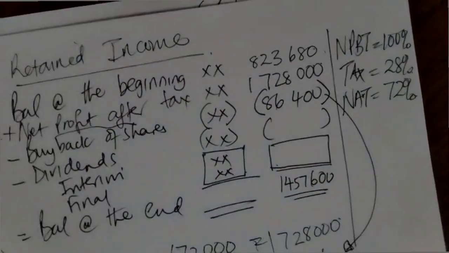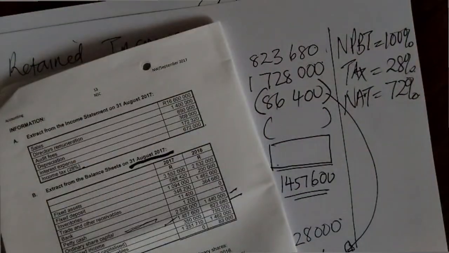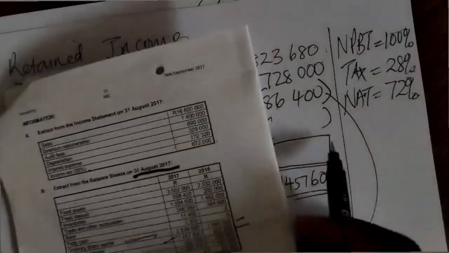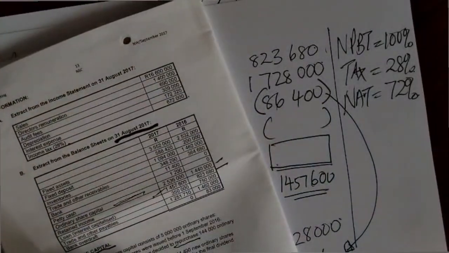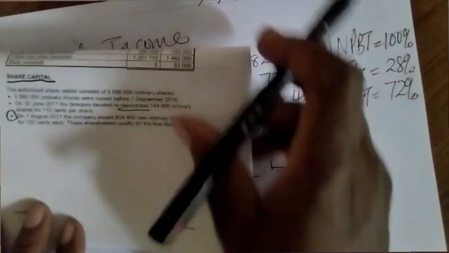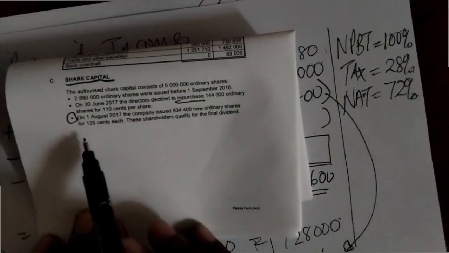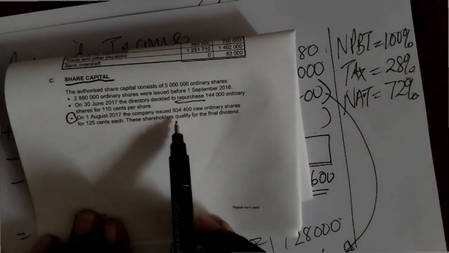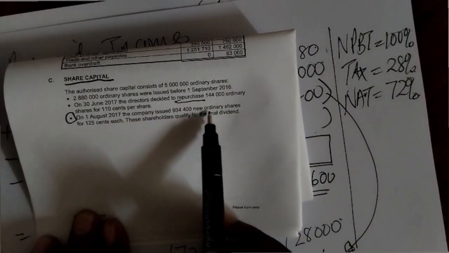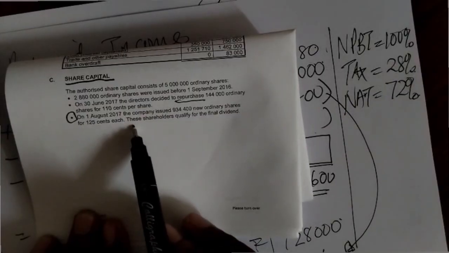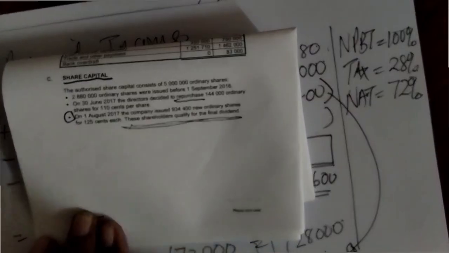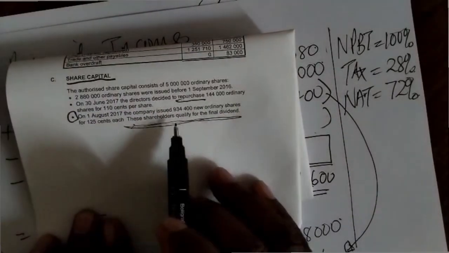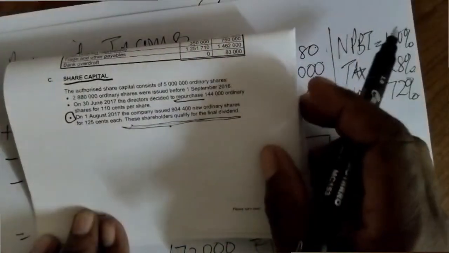So we need to look at the dividend information. Before we go to it, you need to take note of the last bullet on your information. It says, on 1 August, the company issued an additional 934,400 new shares at 125. These shareholders qualify for the final dividend. In other words, all the shares that we have in issue qualify for the final dividend, including these ones. That's what they're telling you there.